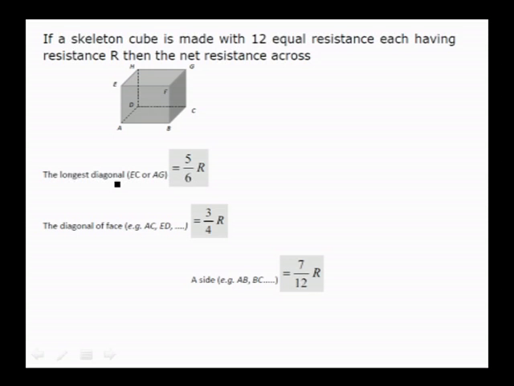The longest diagonal in this problem, I would like to consider this as A and this as G. The resistance between A and G is given by 5 divided by 6 into R. Similarly, for the face diagonal, we have A and F, which is equal to 3 by 4 R. We are going to calculate any one side, AB, the resistance between A and B, which is equal to 7 divided by 12 R.